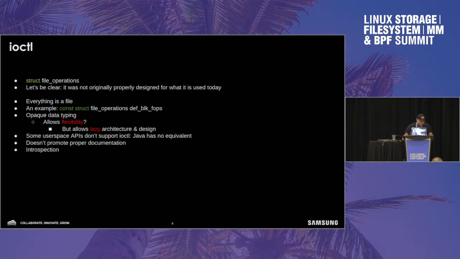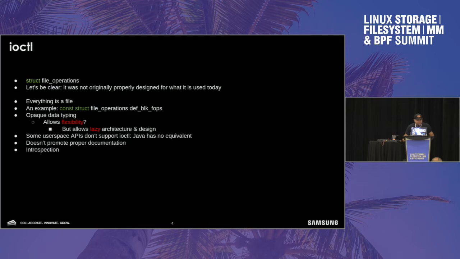So, some of the issues. Let's recap, given the brief history I just explained: it's not originally designed for what we're using it for today. It was a hack, let's just admit that. Let's not defend that position in any way, shape, or form. The concept that everything is a file is really useful, so we can obviously use IO control for pretty much anything in the kernel. You can argue that it allows a lot of flexibility. I argue that that's true, but it also allows for lazy architecture and design.